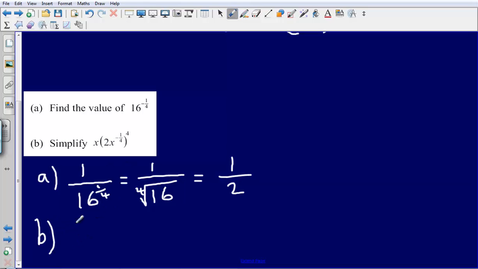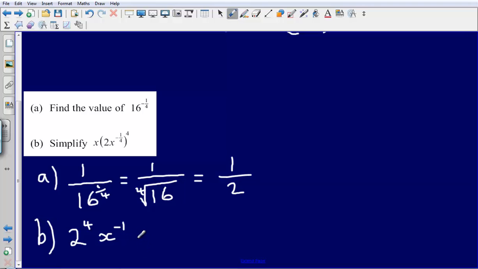Now what we have here is we have x outside the brackets, then inside the brackets we have 2x to the power of negative 1/4 raised to the power of 4. I'm going to deal with the brackets part first, and this being raised to the power of 4. So what this becomes is 2 to the power of 4, and then when we see this x to the minus 1/4 raised to the power of 4, it's simply 4 multiplied by negative 1/4. So negative 1/4 multiplied by 4 gives me negative 1.